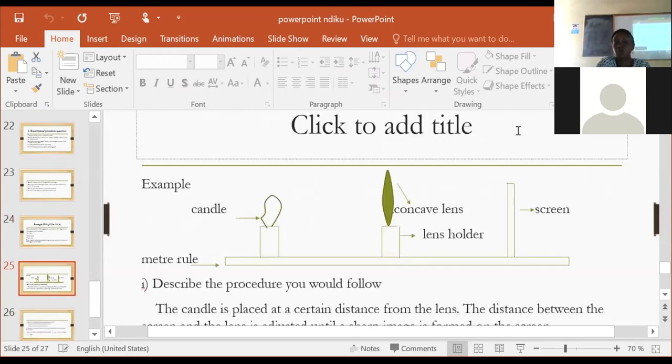So we have the diagram drawn as it is. You can see we have the candle, which was given. We have the lens, which was given. The lens holder, which was given. The screen and the meter rule. So everything which was given is taken care of.